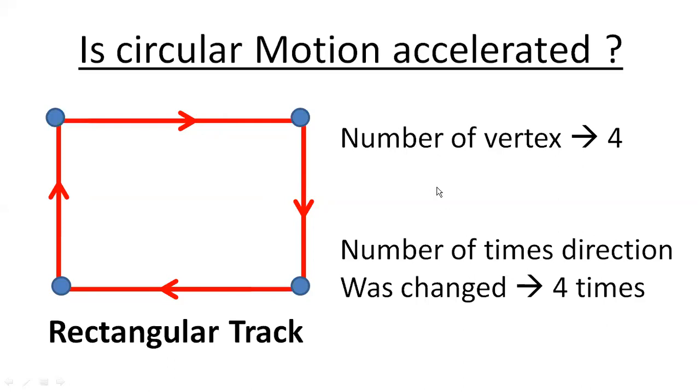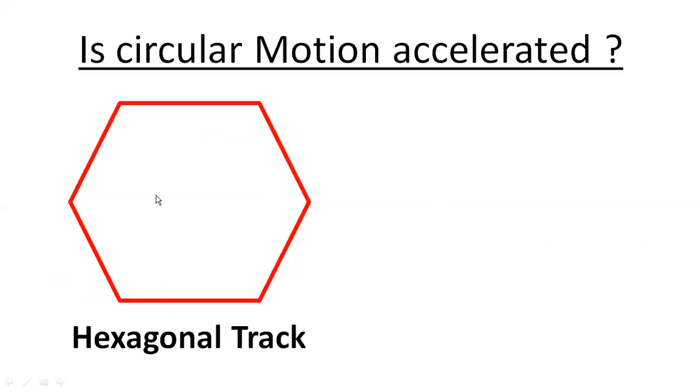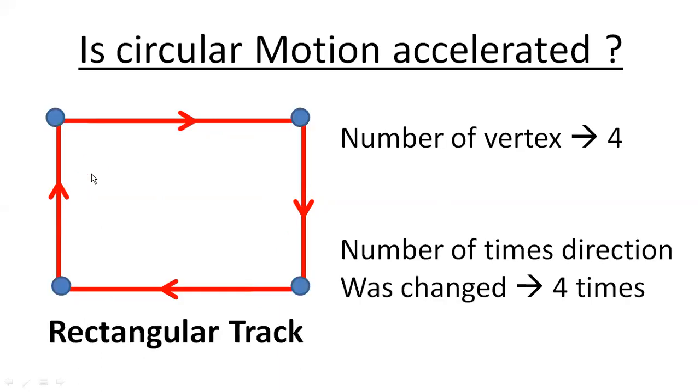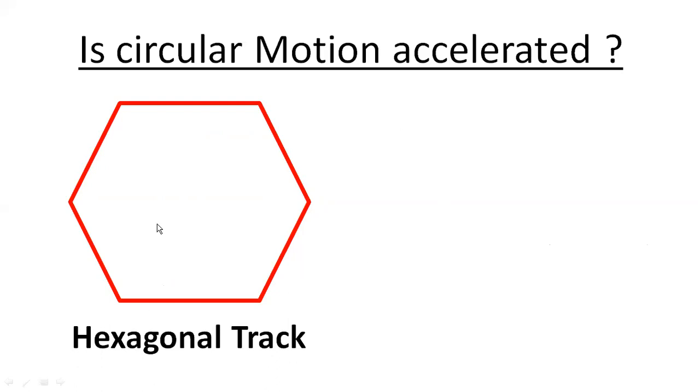Okay. Now what we'll do is we will take one more complex figure as compared to a rectangle. We'll make it a hexagonal track. Initially it was what? A rectangle, 4 sides. Now I am taking a hexagon. Hexagon means what? 6 sides. Now I am going to take one initial point. So let me take this. This is the initial point.